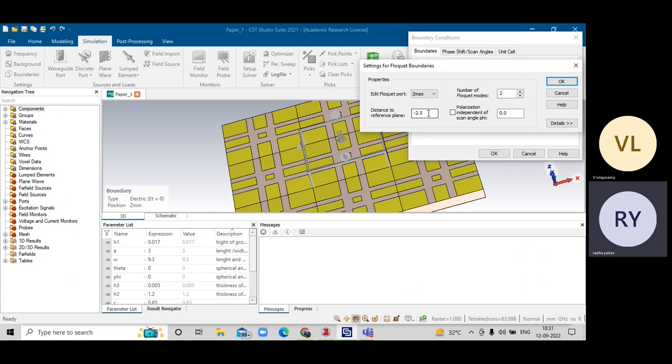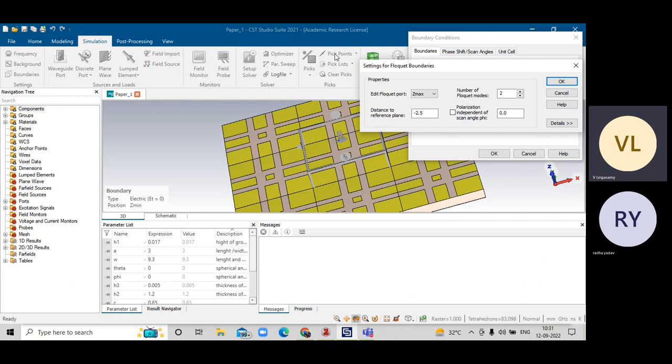Sir, lambda by 4, now we are talking about 15 gigahertz. No, whatever unit cell is there, right? The size 9.3, right? Yes sir. That is what you have to use: 9.3 divided by 2 is lambda by 4.